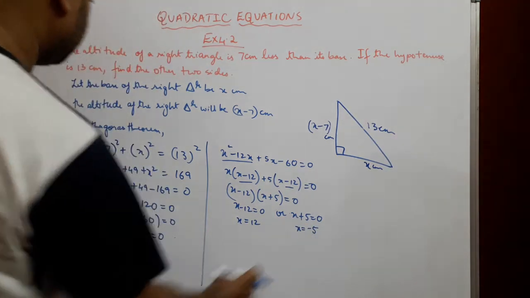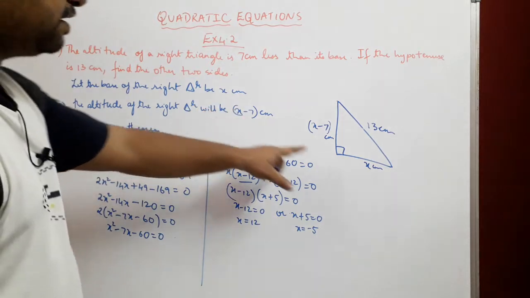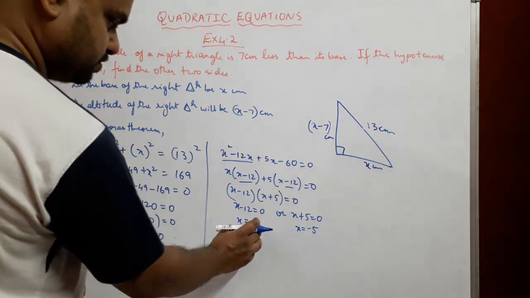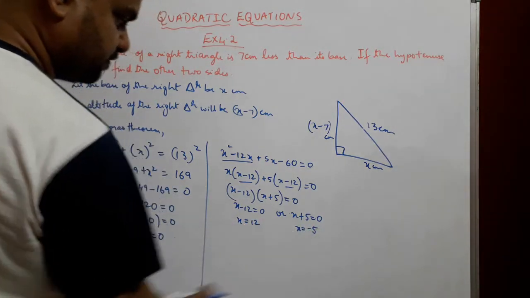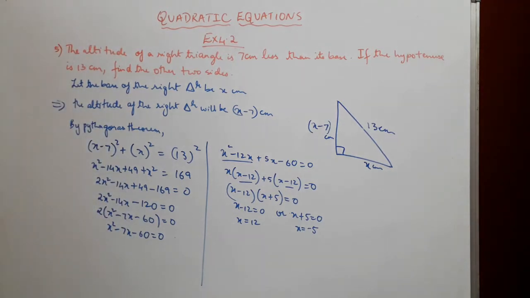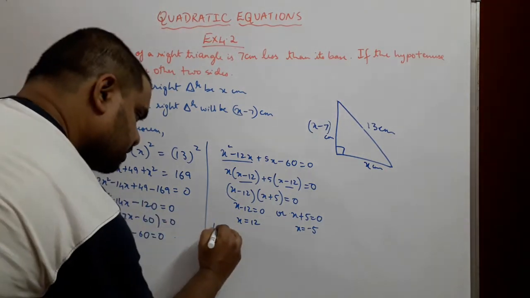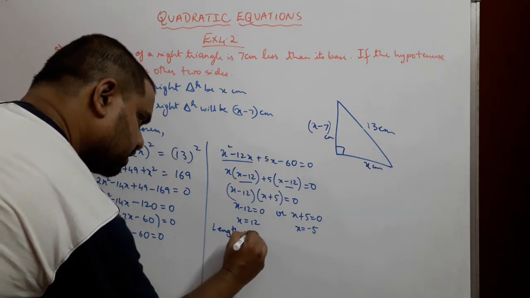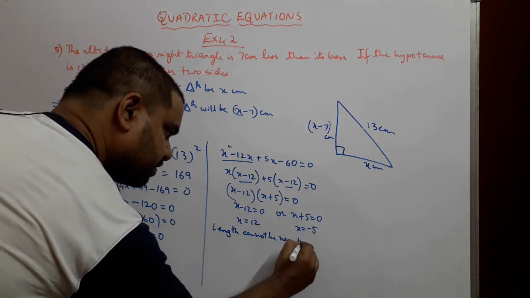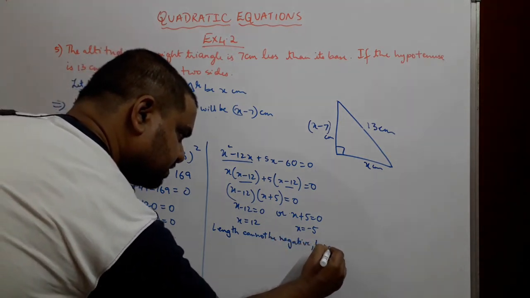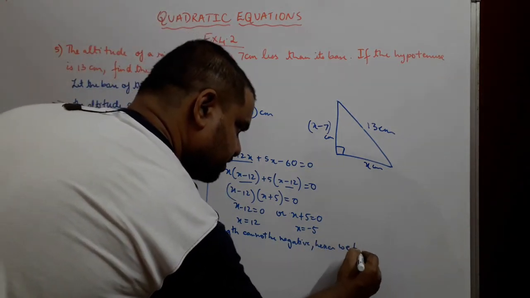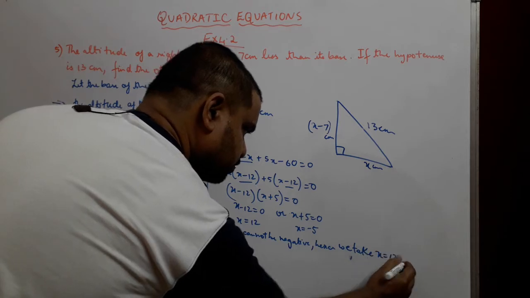Now x we have assumed as the base of a right angle triangle, and that cannot be negative because it is length, so it has to be positive. So we can easily discard minus 5 over here, and we can take x equal to 12. So we can say over here, length cannot be negative, hence we take x equal to 12.